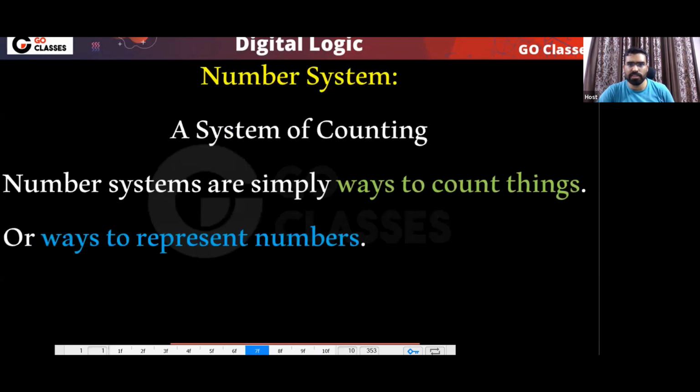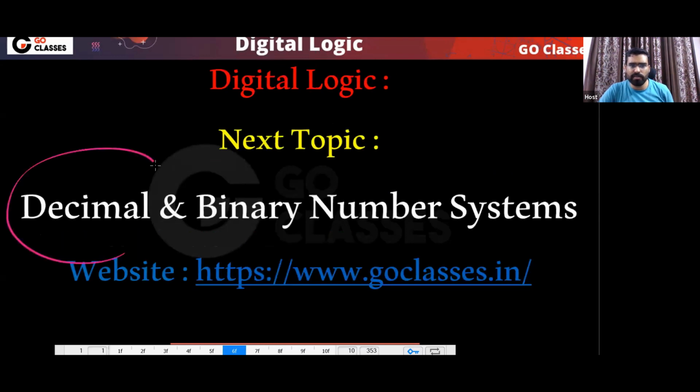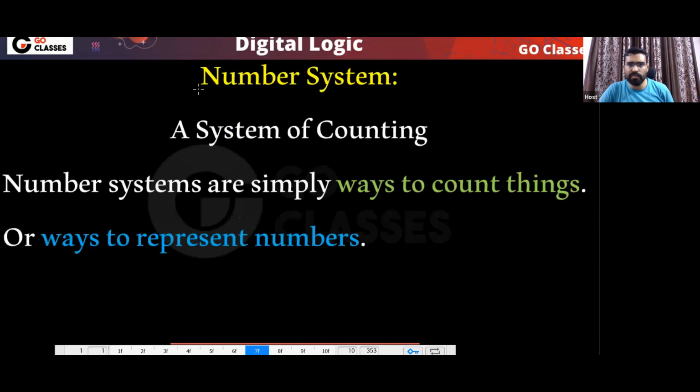Let's start with the number system. Actually, number system is a separate topic. So after Boolean algebra and minimization, we will study number system in a very detailed manner. Right now, let's just focus on two number systems, the decimal number system and the binary number system. So what is a number system?